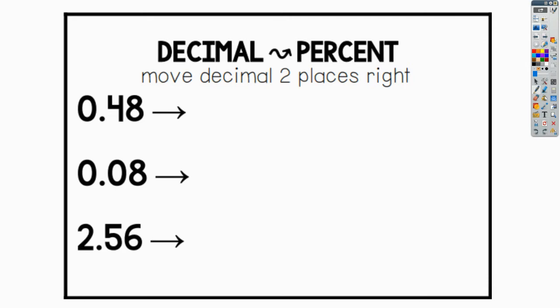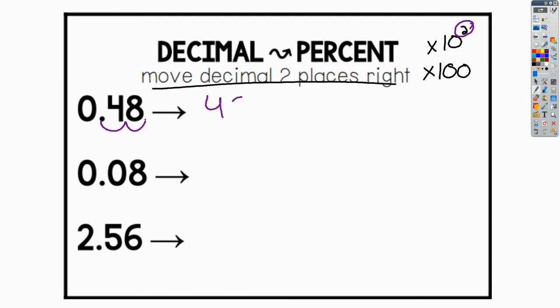Now, to go between a decimal and a percent, all we are actually going to do is multiply our decimal times 100. That is the same as moving your decimal 2 places to the right, because times 100 really means times 10 squared. And remember, this little 2 as the exponent means move your decimal twice. So all you're going to do is take your decimal and move it 1, 2 spots to the right, and now you have your 48%.